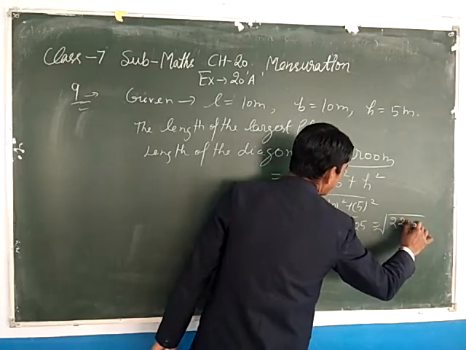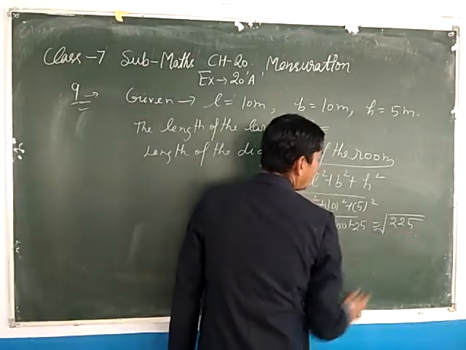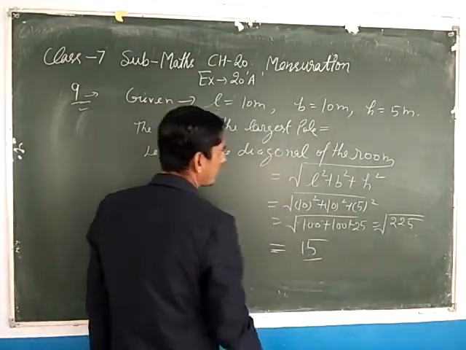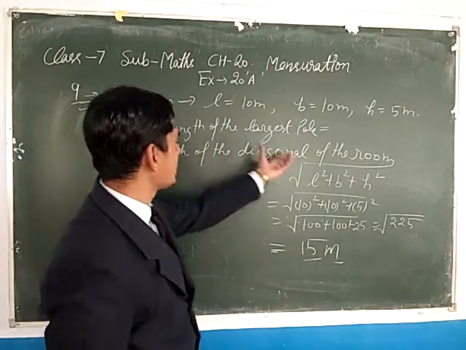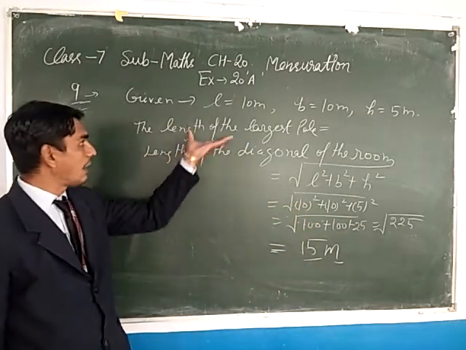So 225. 225 का square root किसका होता है बेटा? 15 का. So the length of the largest pole is 15 meter. Okay? Everyone clear?